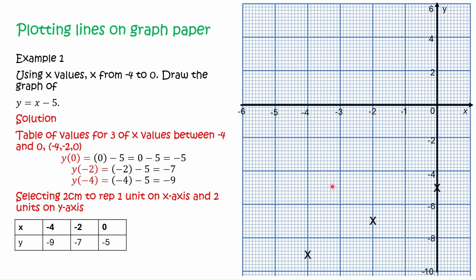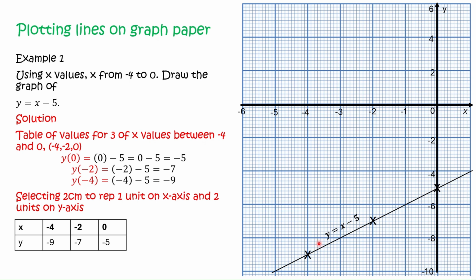Then the next thing would be to use a straight ruler. And on graphs, we use pencils. So we connect all the 3 points, place our ruler on all the 3 points, then draw with a pencil on top of these 3 points, so that we have a line coming out like that. So that would be our y = x - 5 graph.